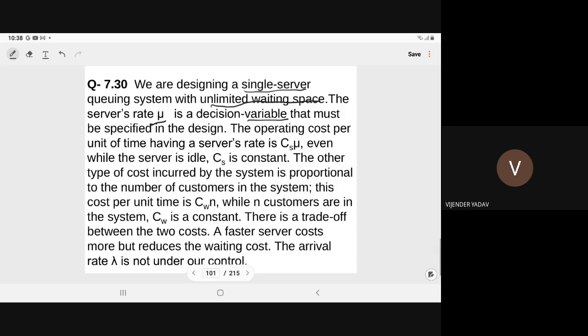The operating cost per unit time of having the server's rate is CS mu. So as mu increases, this cost will increase. Even while the server is idle, CS is constant. The other type of cost incurred by the system is proportional to the number of customers in the system. That is CW N.